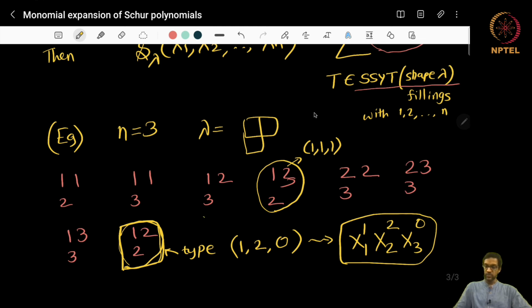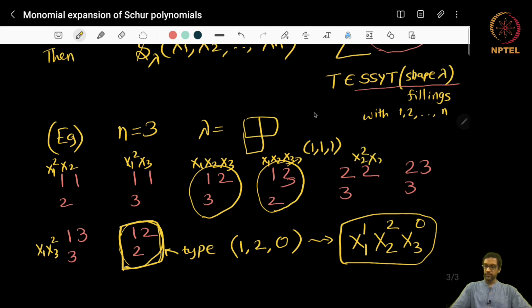These two tableaux here both give you the monomial x1 x2 x3. If you write out what each of the others looks like, this one is x1 squared x2, this is x1 squared x3, x1 x3 squared, this is x2 squared x3, x2 x3 squared.